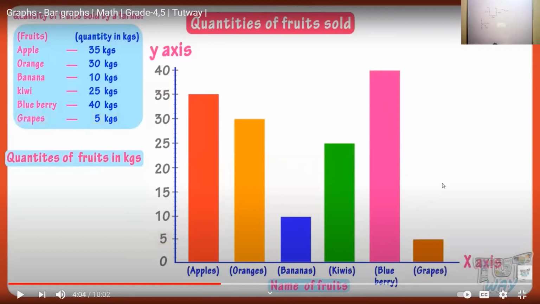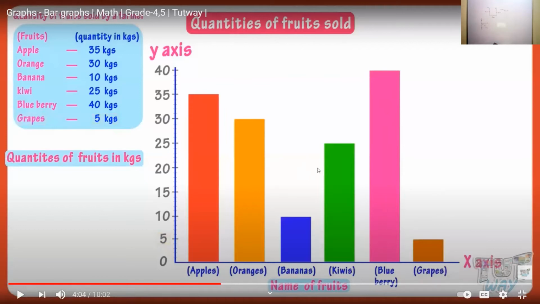Sir, blueberry. Blueberry. Very good, correct answer. Blueberry is the right answer. Its bar you can see is going up the highest. Am I right? This pink color bar, it is the highest. So this means that blueberry is the fruit which was sold the most.